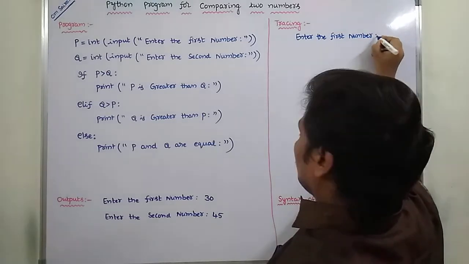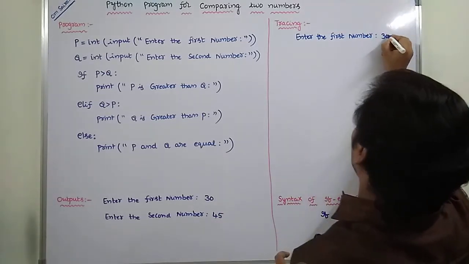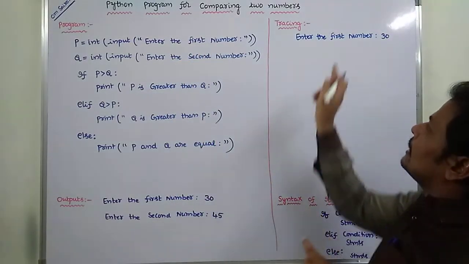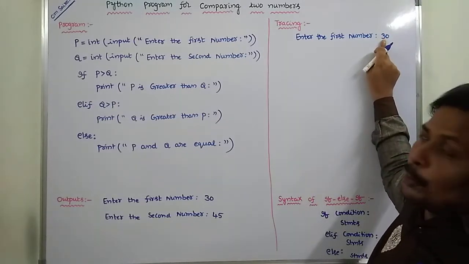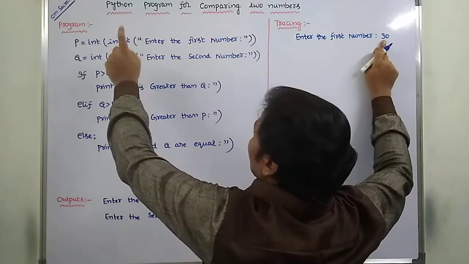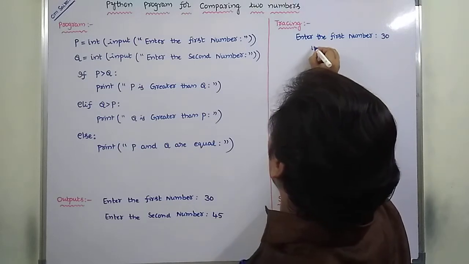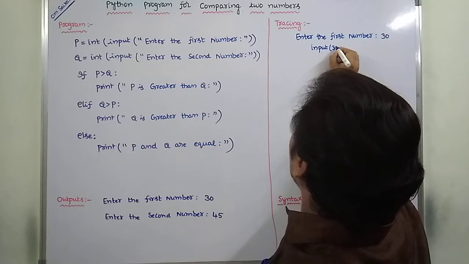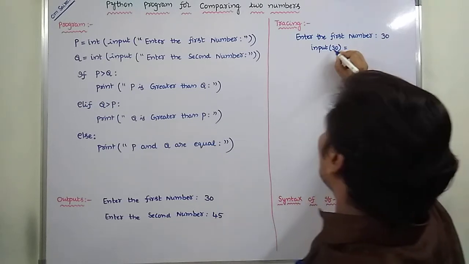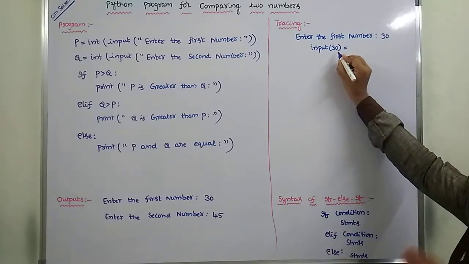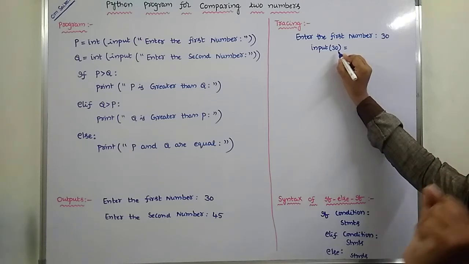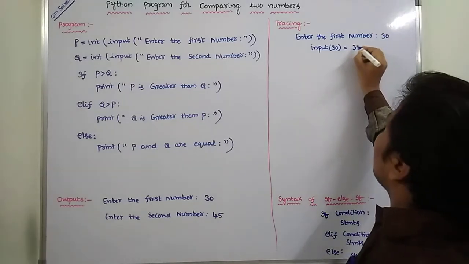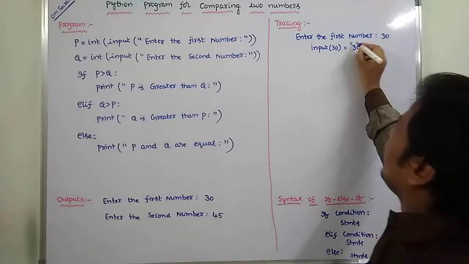So I am giving the same value, that is 30. Now this 30 value can be entered by the user or a programmer. This 30 value can be read by the input function, that is input of 30. This input function reads the input from the keyboard that is entered by the user or a programmer. Then it returns the string of 30.